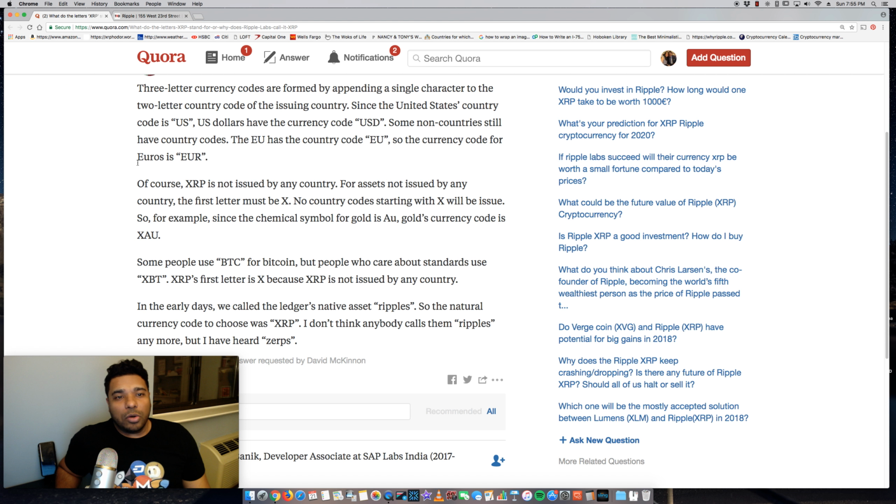Three-letter currency codes are formed by appending a single character to the two-letter country code of the issuing country. Since the United States country code is US, US dollars have the currency code USD. Some non-countries still have country codes. The EU has the country code EU. So the currency code for euros is EUR.